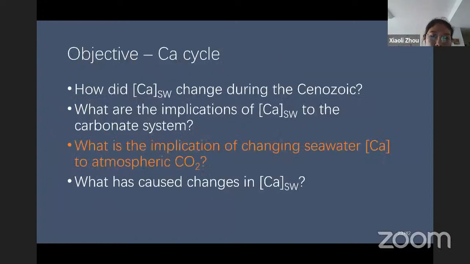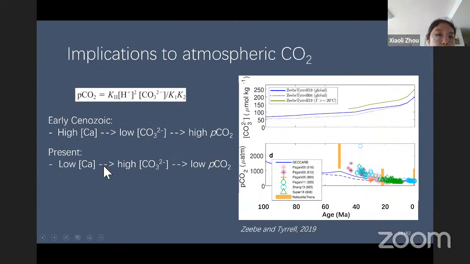Okay. So what can these records tell us about the CO2 concentration in the atmosphere? Because the pCO2 is related to the pH and the carbonate ion concentration. When we have higher carbonate ion concentration, the pH would be higher, so the hydrogen concentration would be lower. And because there's a square here, pCO2 is more influenced by the pH.